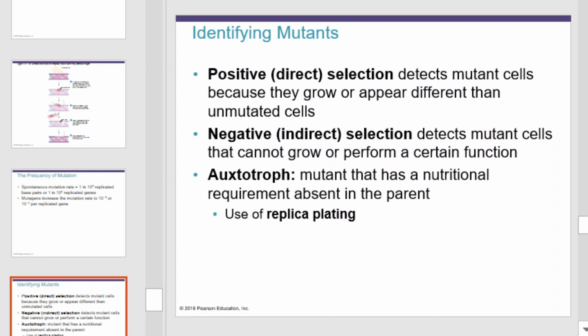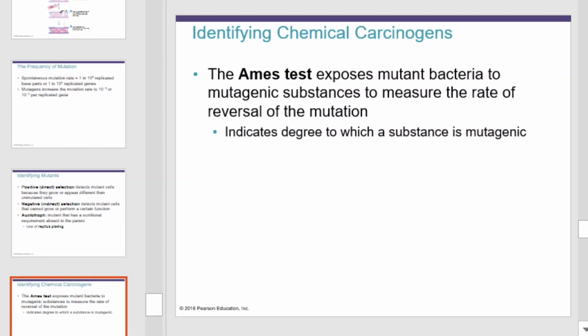Identifying mutants. Identifying mutants can be done directly or indirectly. Positive, or direct, selection detects mutant cells because they grow or appear different than unmutated cells. Negative, or indirect, selection detects mutant cells that cannot grow or perform a certain function. Auxotrophs are mutants that have a nutritional requirement absent in the parent. The Ames test exposes mutant bacteria to mutagenic substances to measure the rate of reversal of the mutation. It indicates the degree to which a substance is mutagenic.